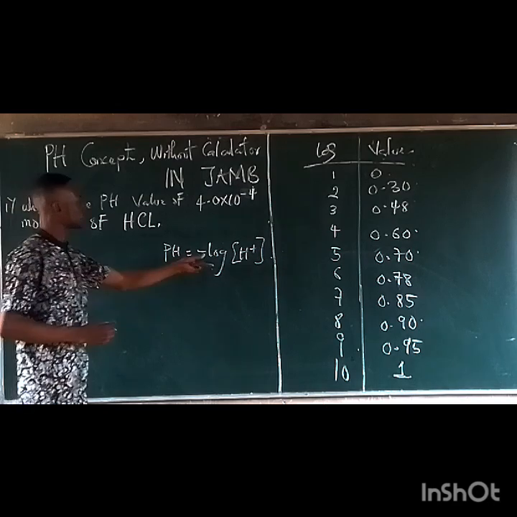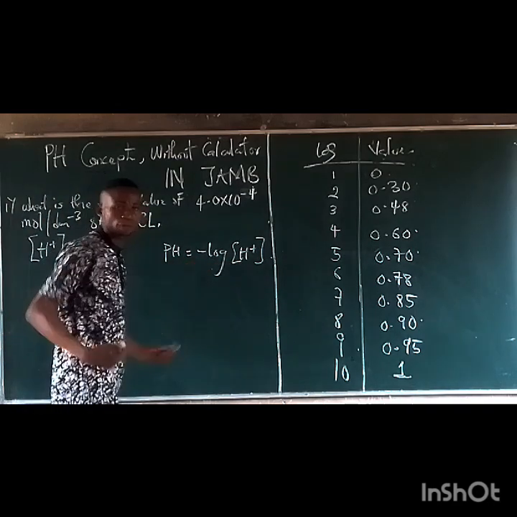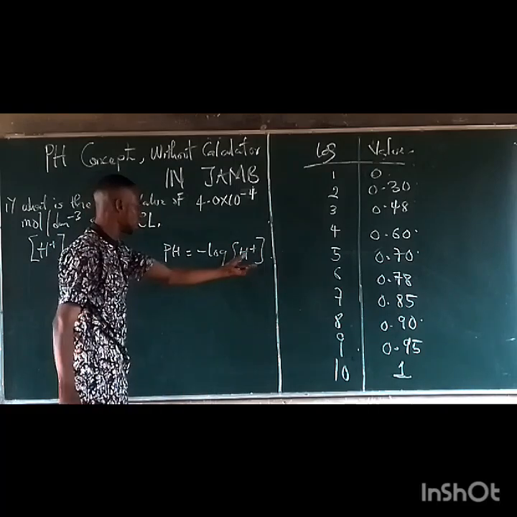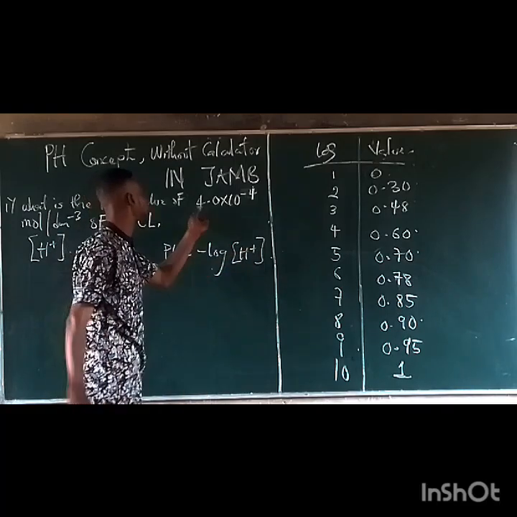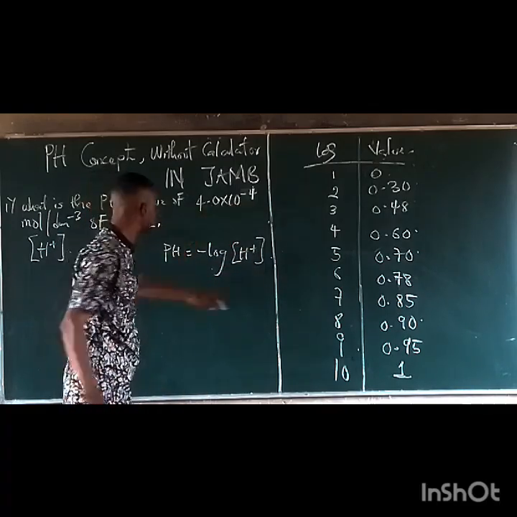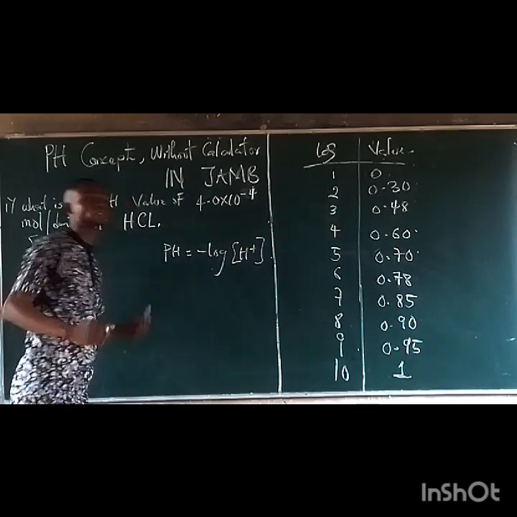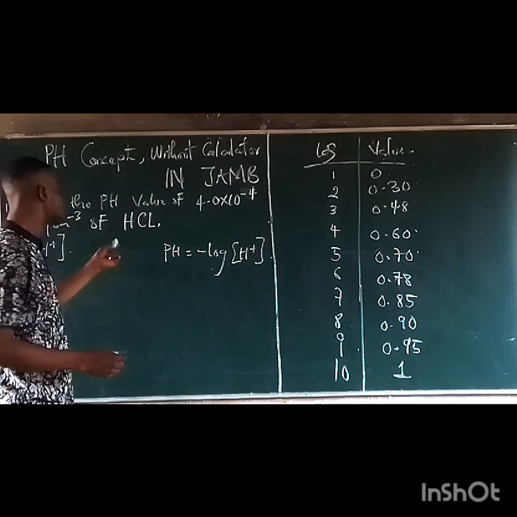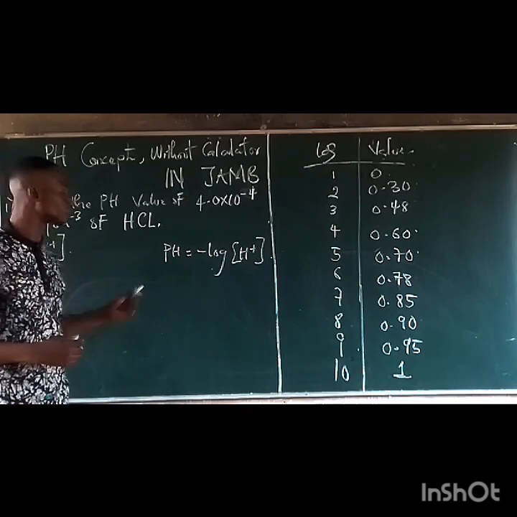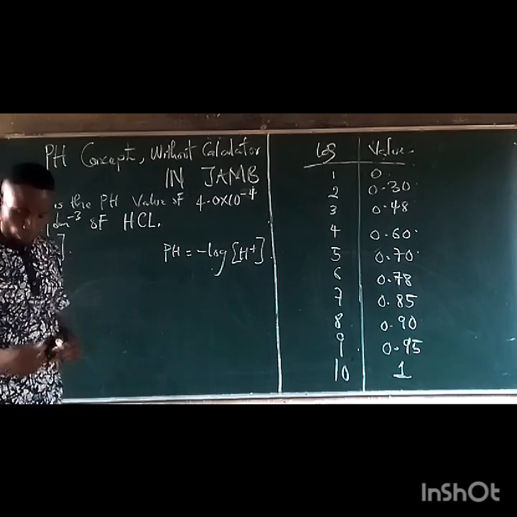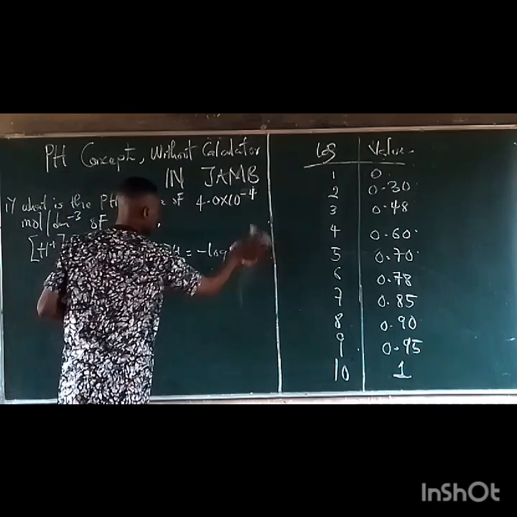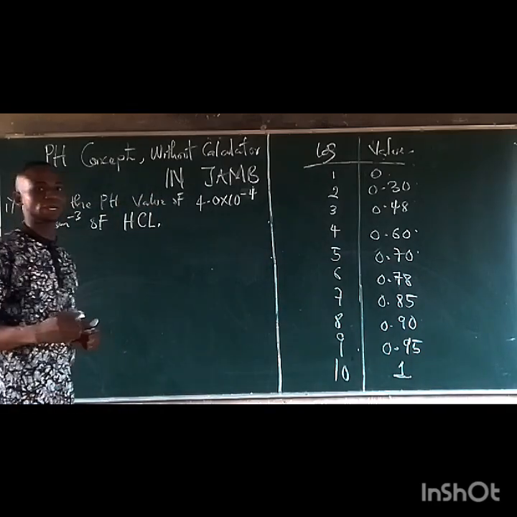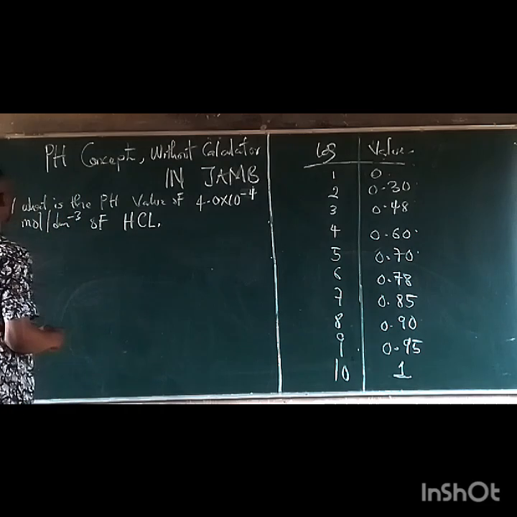If we had a calculator with the logarithm function, we could just punch in minus log of 4.0 times 10 to the power minus 4, and the calculator would immediately give us our answer. But it's quite unfortunate for JAMB that we do not have that function in the calculator. So this is the best approach that we need to take note of instead.